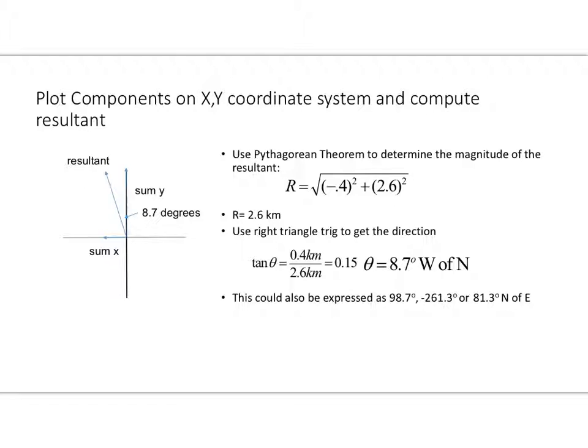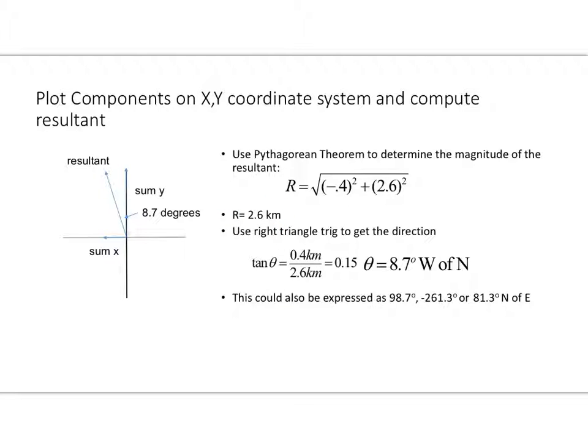And then I would compute the magnitude of the resultant by using the Pythagorean theorem. So it would be the square root of negative 0.4 squared plus 2.6 squared. Okay, so if you work through the numbers there, you get a resultant of 2.6 kilometers.